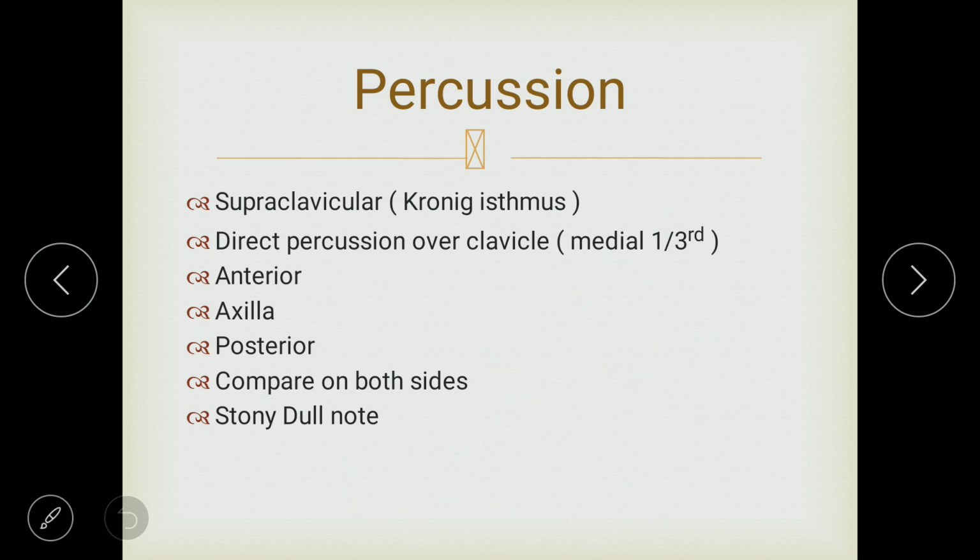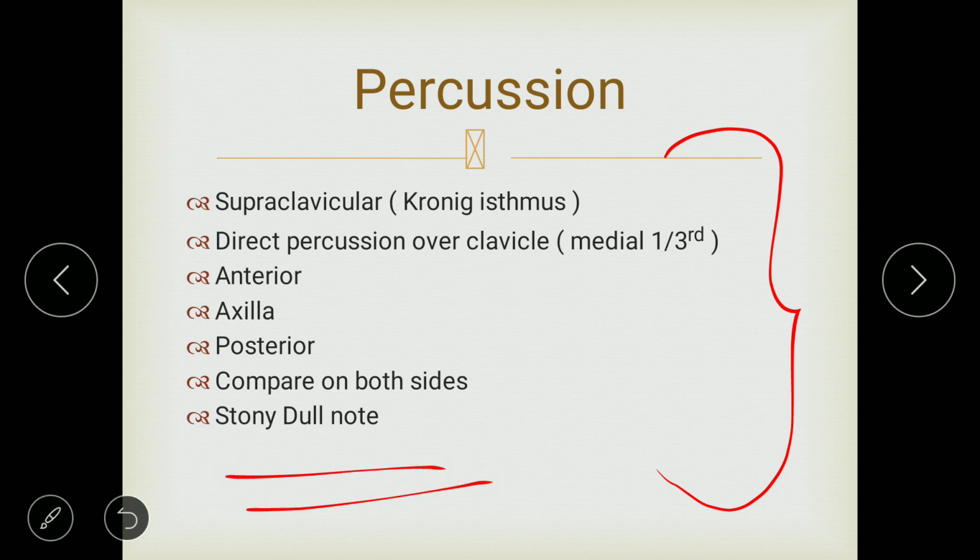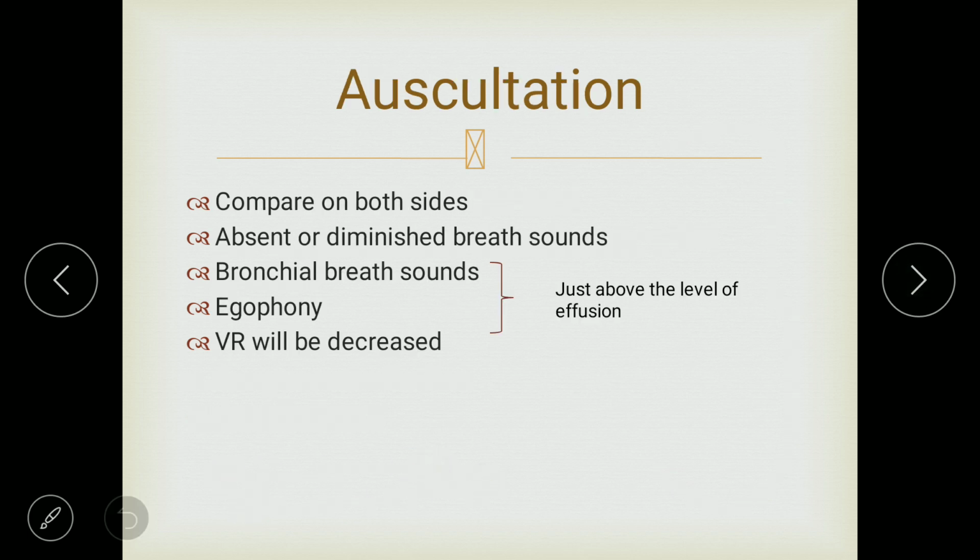Percussion: you have to percuss in all this region, supraclavicular, direct percussion of the clavicle, and look for the stony dull note. Auscultation: compare on both sides. Breath sounds will be either diminished or absent in case of pleural effusion, and just above the level of pleural effusion you can get these two findings, that is the findings of consolidation, that is bronchial breath sounds and egophony. And VR, as we said, rarely it will be decreased.